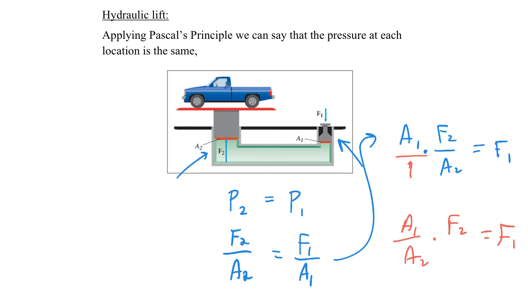Maria's force is a fraction, because isn't A1 the smaller part? Isn't A2 the bigger part? So this is a fraction by default, because A1 is smaller than A2. So Maria's force is only a fraction of what she's actually lifting. Again, for a hydraulic press, the actual force applied on one side is only a fraction of the amount that it lifts. That's the mechanical advantage.